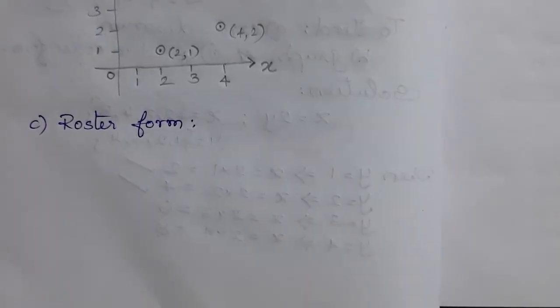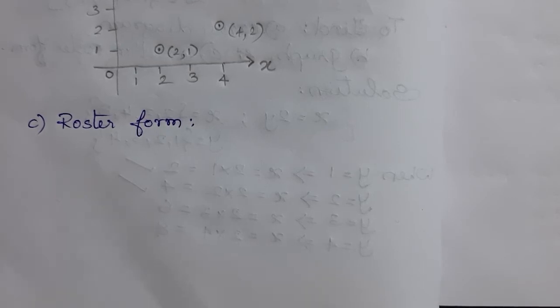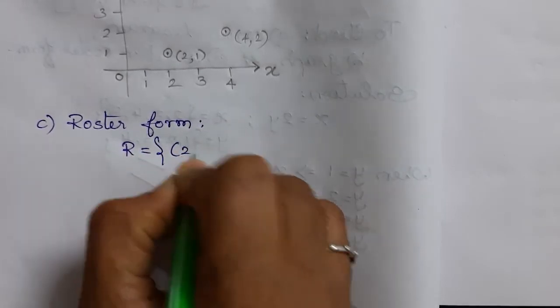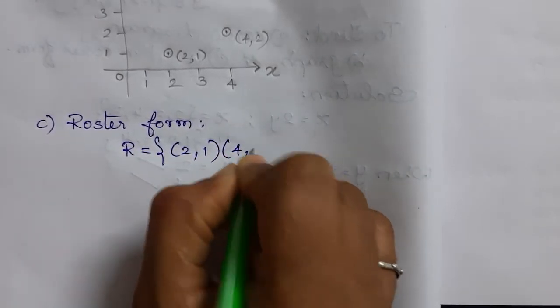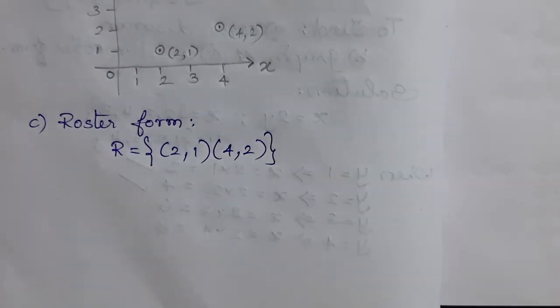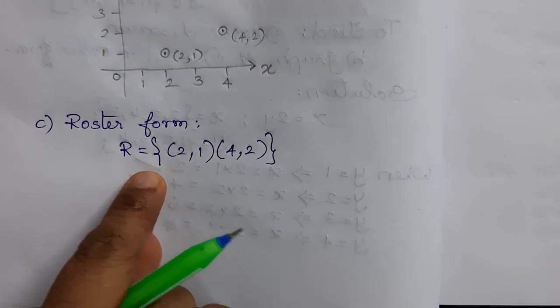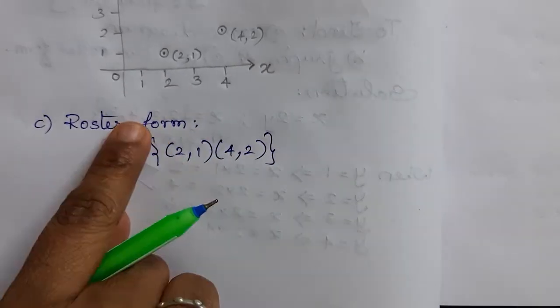The third one is to write in roster form. Roster form is nothing but listing out the elements. So already we have done that. Roster form is listing out the elements of the relation, which we have already done before. That is nothing but R = {(2, 1), (4, 2)}. We have already listed out the elements. Now we are just rewriting under the topic roster form.